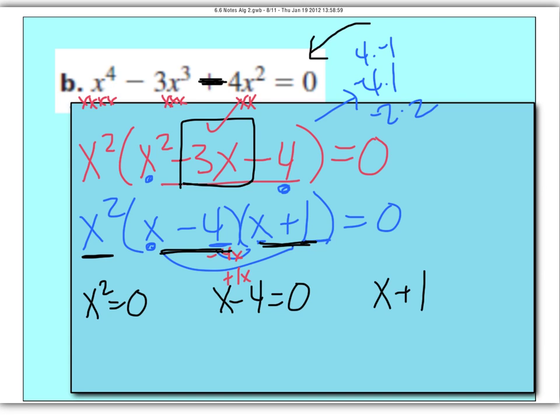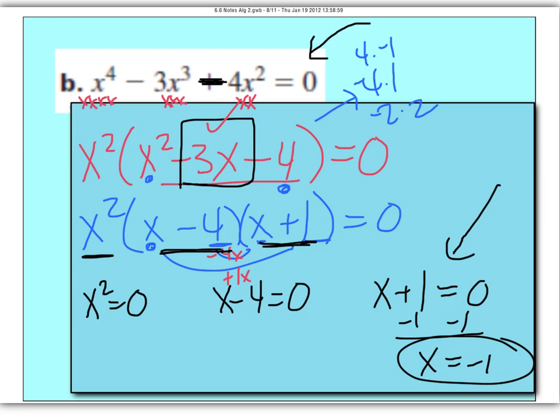So this learning objective is incredibly similar to factoring, but you take the factors and go one step further. I'm going to start over here. To get x by itself, I'm going to subtract 1. So x is equal to negative 1. Here I'm going to add 4. So x is equal to 4.